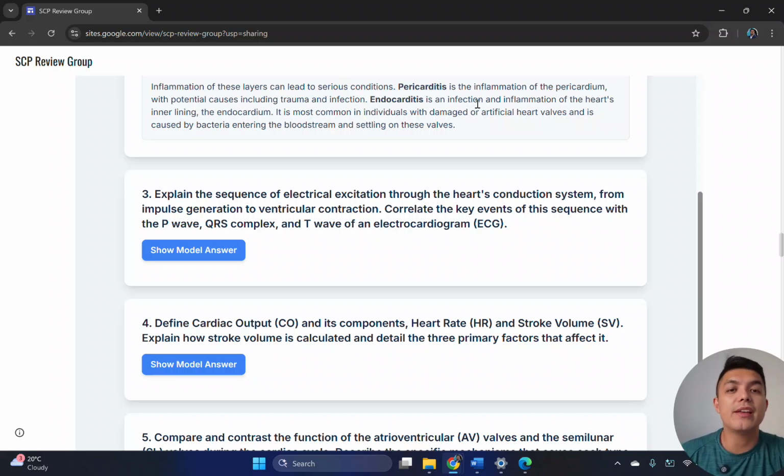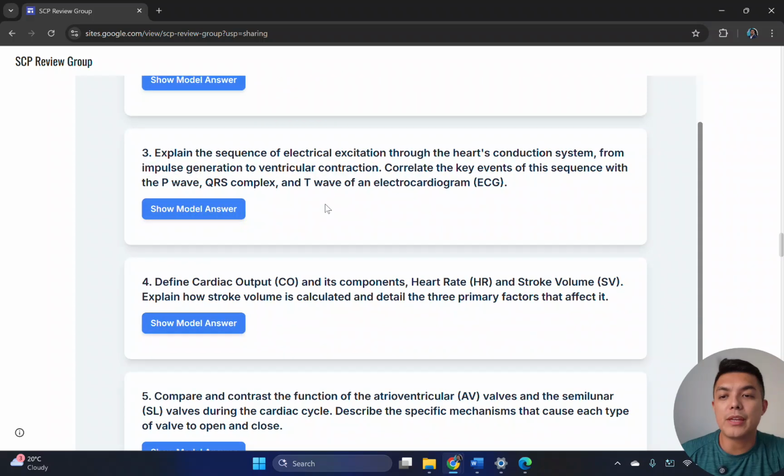So endocarditis is an infection and inflammation of the heart's inner lining. So pericarditis is from the pericardium, and then endocarditis is the inner lining, the endocardium. And it is most common in individuals with damaged or artificial heart valves and is caused by bacteria entering the bloodstream and settling on these valves. Because those valves that are used for replacement are not immune to infection.